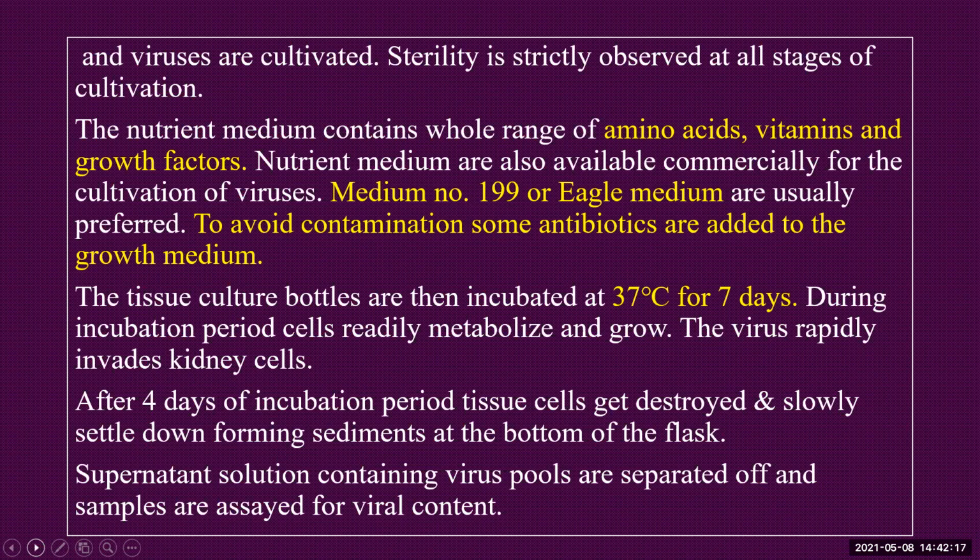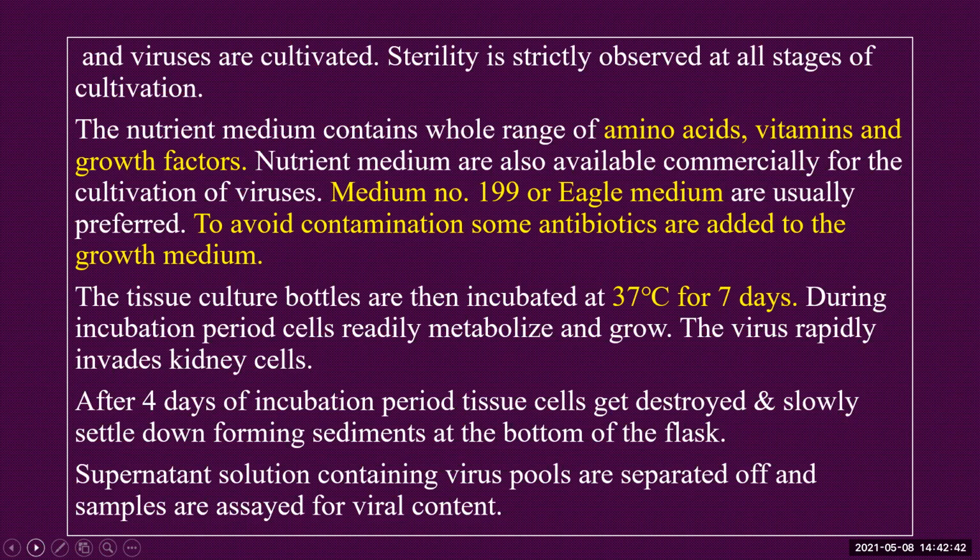The nutrient medium used for producing monkey kidney cell culture actually contains a whole range of amino acids, vitamins, growth factors. The nutrient mediums are also commercially available for cultivating viruses, like medium number 199 or Eagle medium. We prefer these mediums. To avoid contamination, antibiotics are also added to the growth medium.